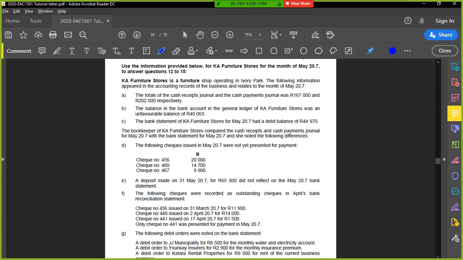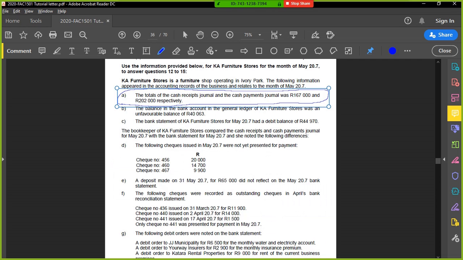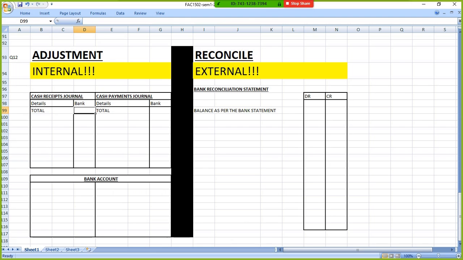All right, so let's start. What do you see at the beginning? Cash receipts journal and cash payments. So where are you going to put that? In our records. Good. This is something to start with. You have to start with something. You can't start with nothing, right? Okay, so totals. Cash receipts, how much? 167,202. Agree? Yes. Cash payments. Agree? Yes. Okay, next.